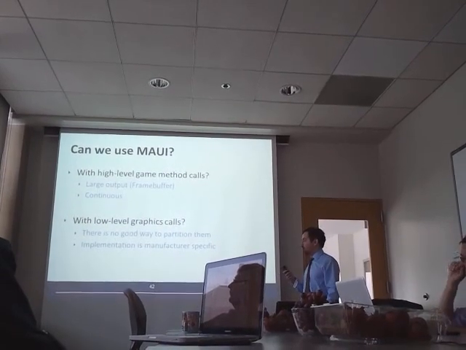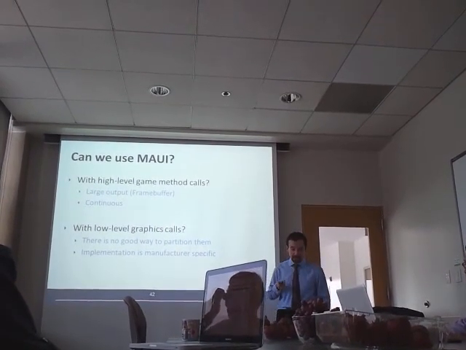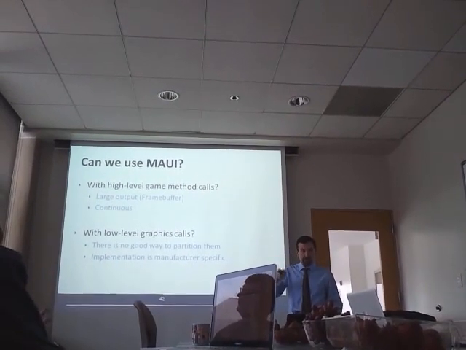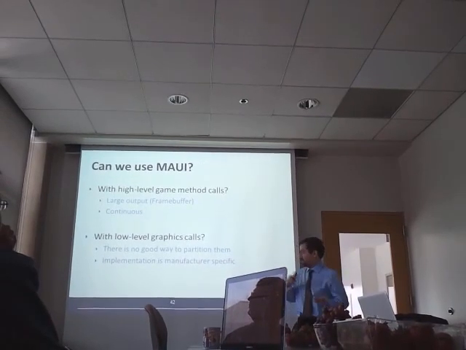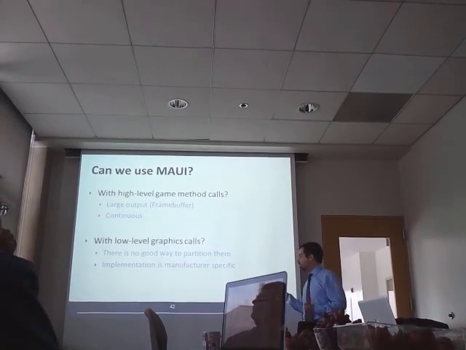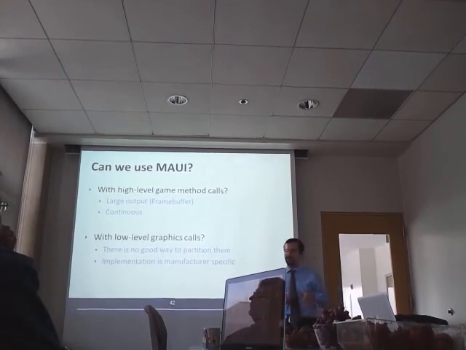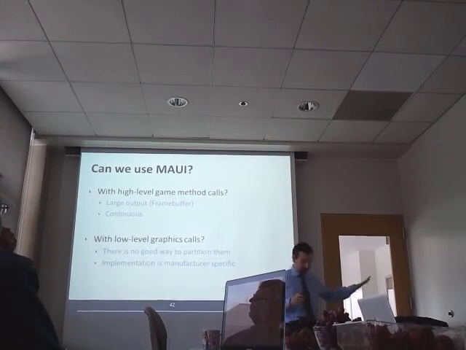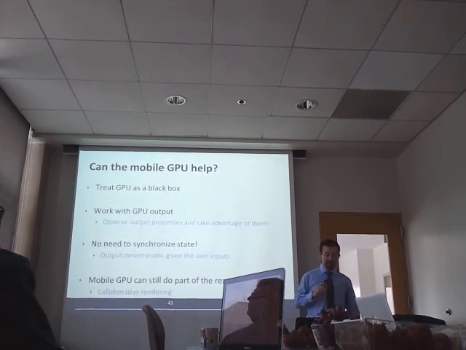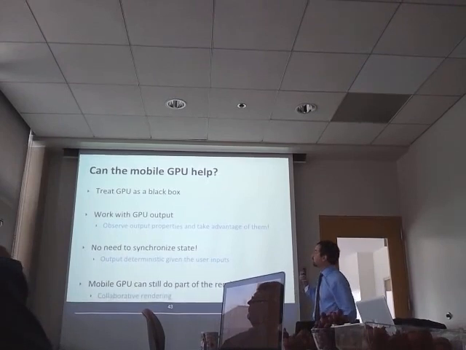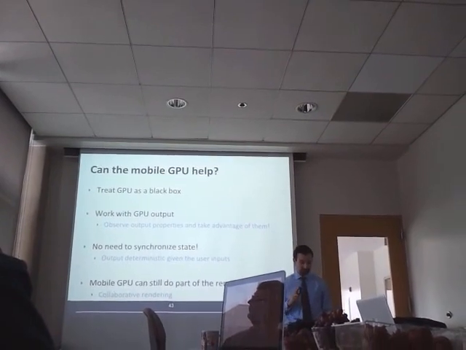With low-level graphics code, if you take a look at how the GPU works inside, it's a complex structure that generates state along the way that is much bigger than the frame buffer itself, so that's not a good idea. Even if we could, the implementation of this graphics state is very manufacturer specific. We can't just reconcile the state from an NVIDIA GPU with an ATI GPU and let it work. So instead, we're going to treat the GPU as a black box, work with the output, observe its properties, and take advantage of them.